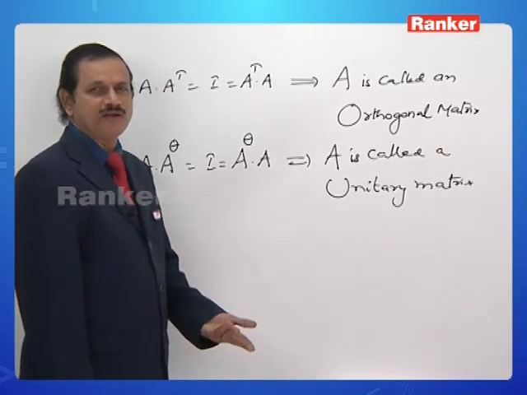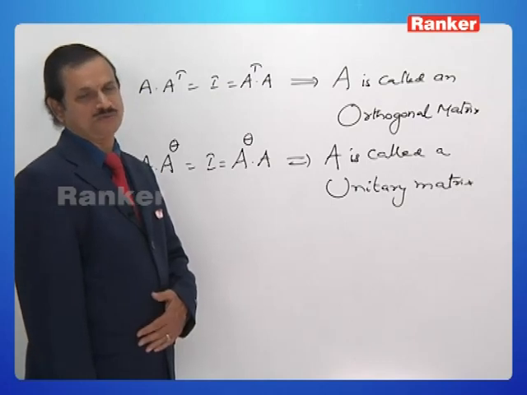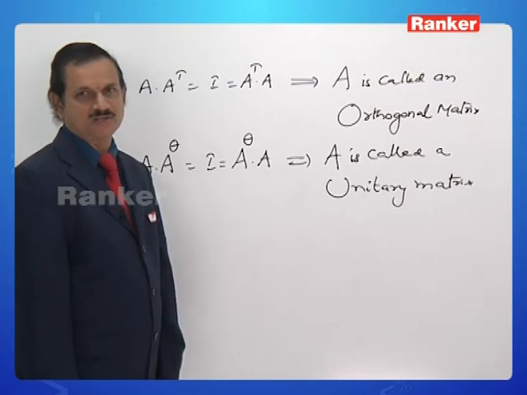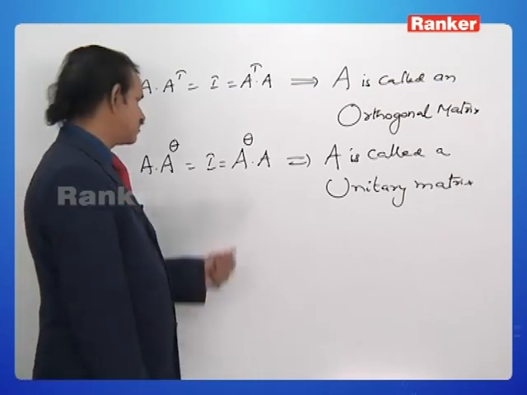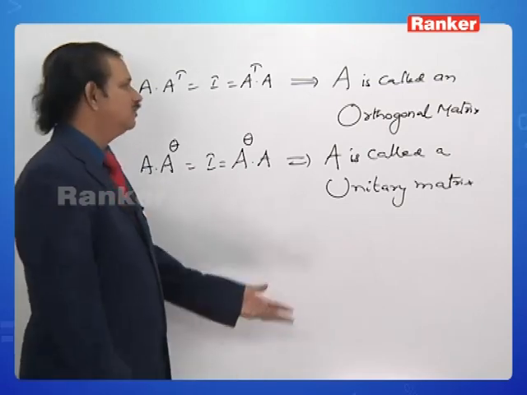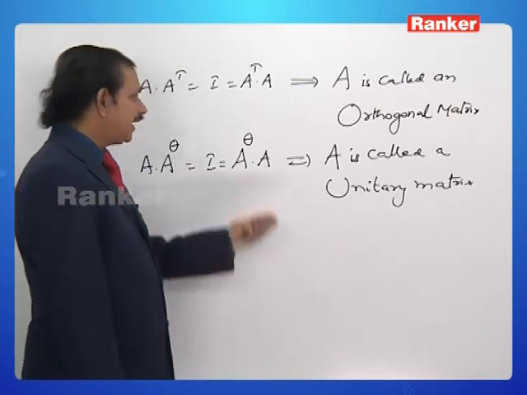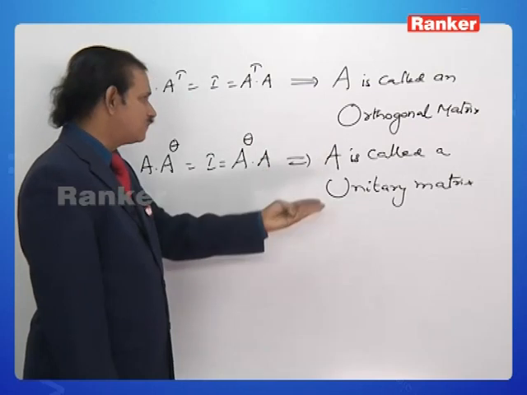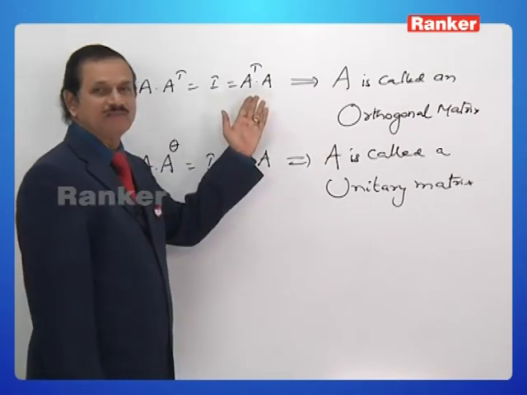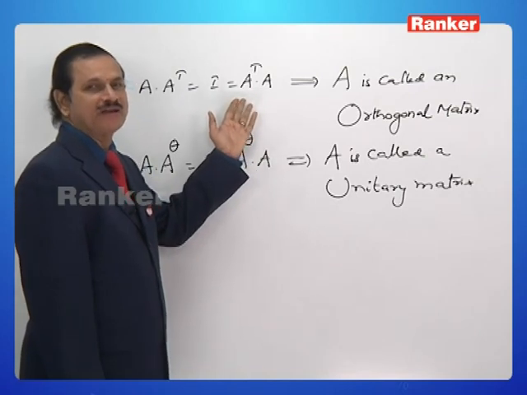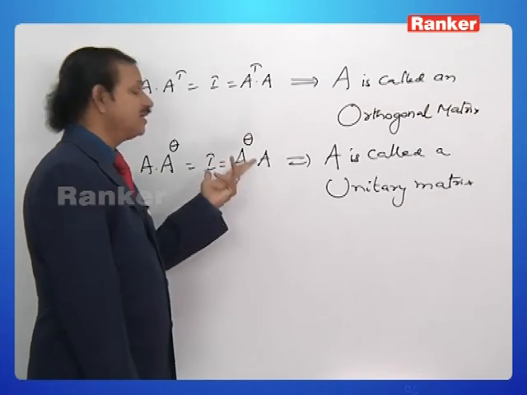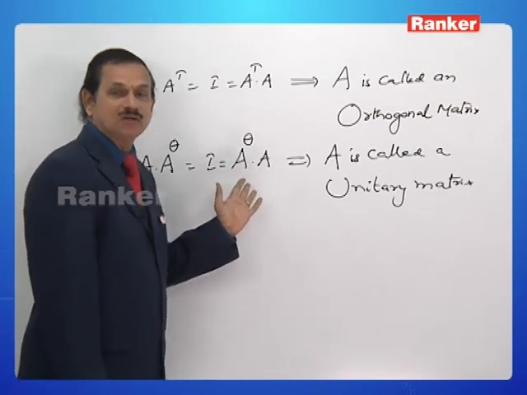Transpose of the conjugate or conjugate of the transpose, together called the transposed conjugate of A. In short, we represent it by the symbol A power theta. That's all. So at a time we have seen two names, orthogonal matrix and unitary matrix. Orthogonal is purely when the matrix elements are real numbers, and unitary can be applied even when the elements of the matrix are complex numbers.